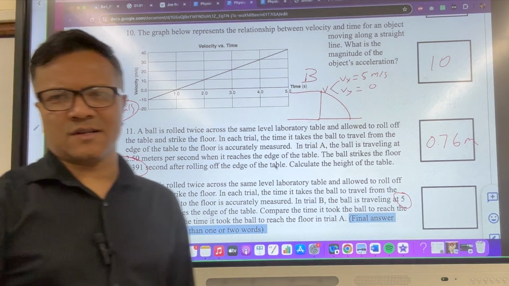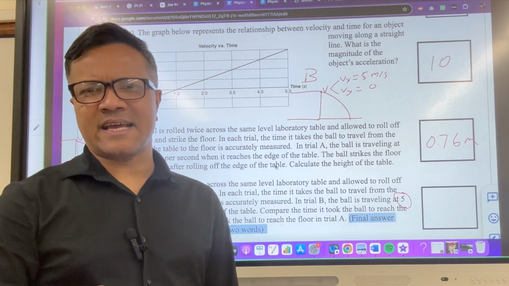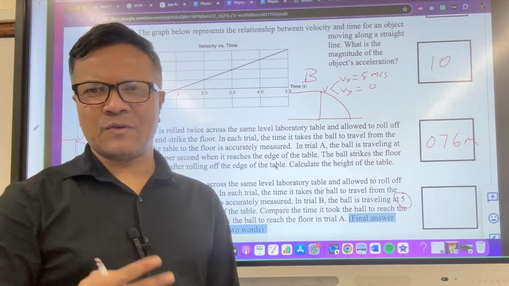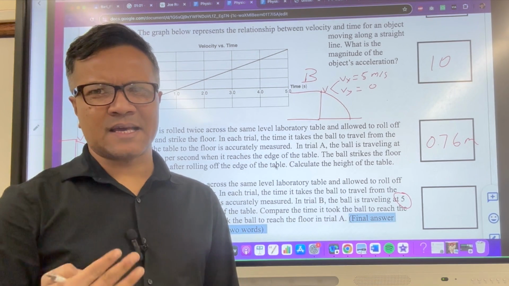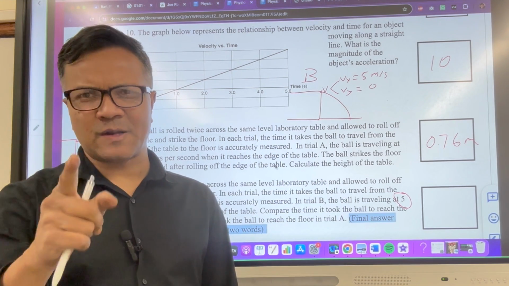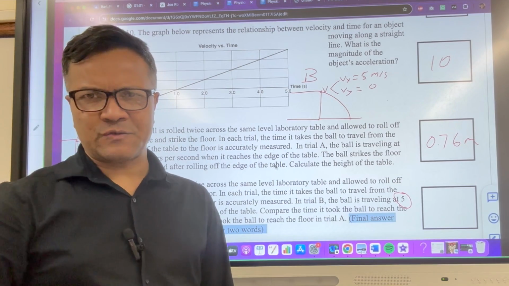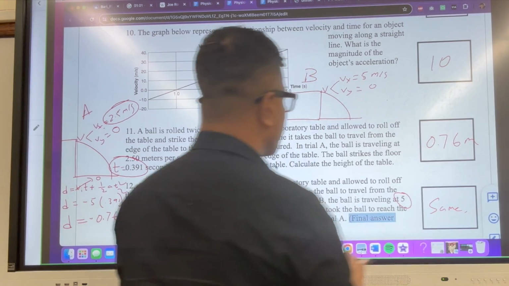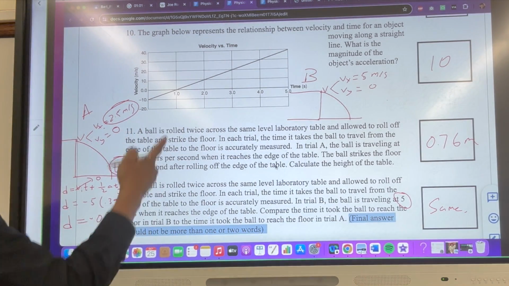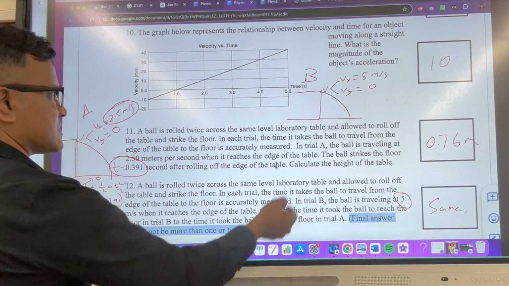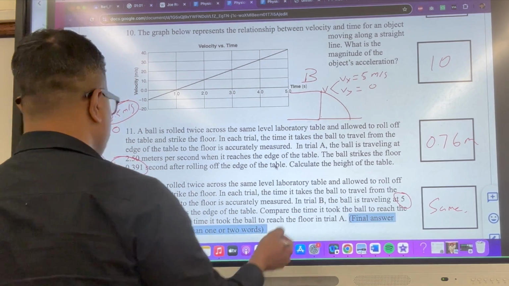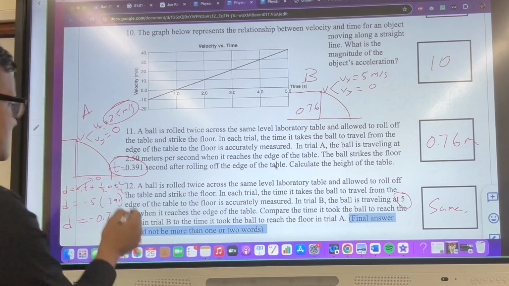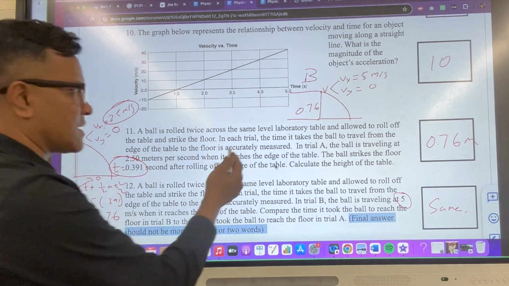But did I not tell you many times that velocity in the X direction does not contribute to the time? It doesn't. If you fall from the same height, velocity in the X direction doesn't matter. Only velocity in the Y direction contributes to the time. So it's going to take the same time. In fact, you can test that. It takes the same time because this is the same height. What is the height? 0.76. So how much time? 0.391.